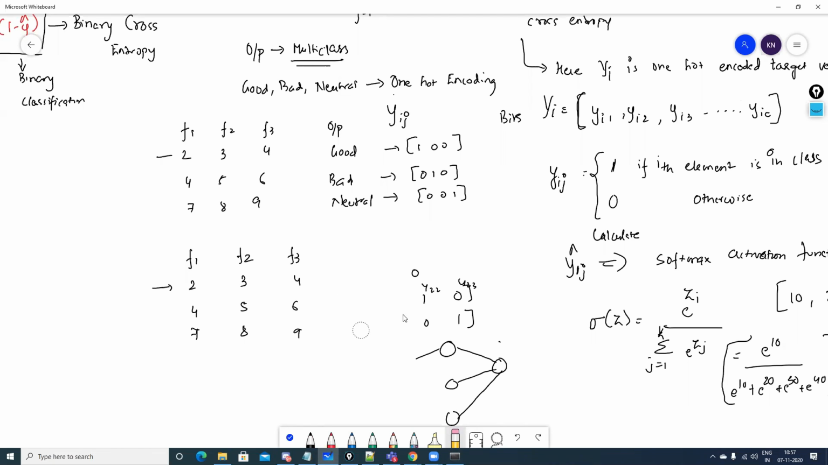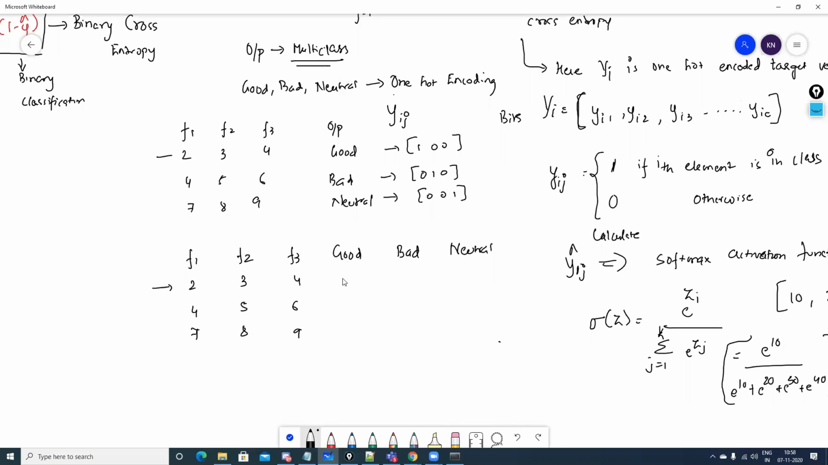First of all, understand what is one-hot encoding. What is one-hot encoding? Suppose I have good, bad, neutral. I'll try to convert this like good, bad, neutral. This will be one-hot encoding.